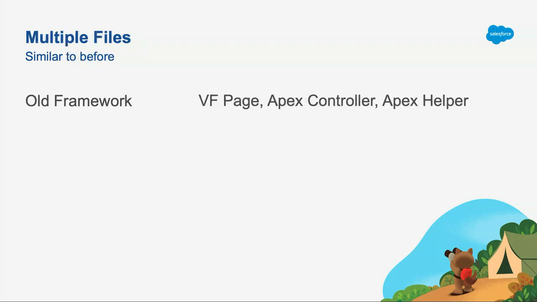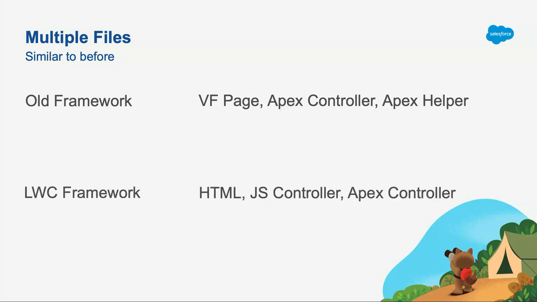And then the last thing is using multiple files, right? Right now, if you want to build an MVC app, you have to have a Visualforce page. You have to have an Apex controller. You might have an Apex helper. And that's not really changing. We have a UI file still. It's an HTML file in this case. We have a client-side controller now, a JavaScript controller. And we're still going to have our Apex controller as well. Right? So we're still using multiple files. That's not changing either.